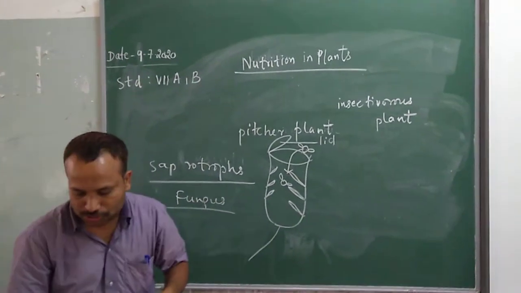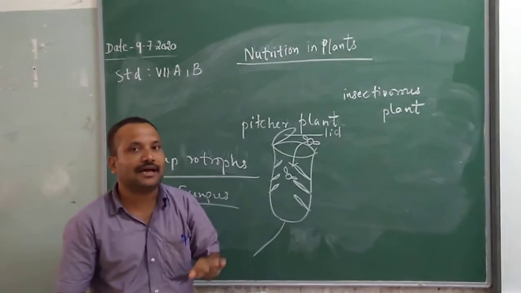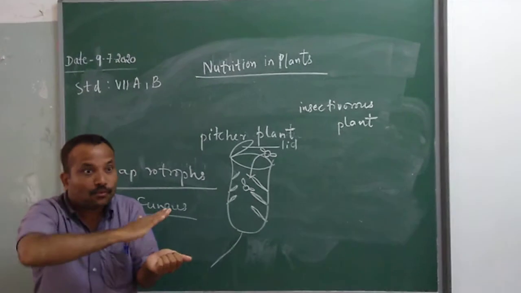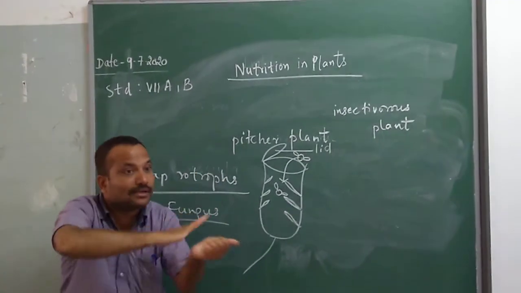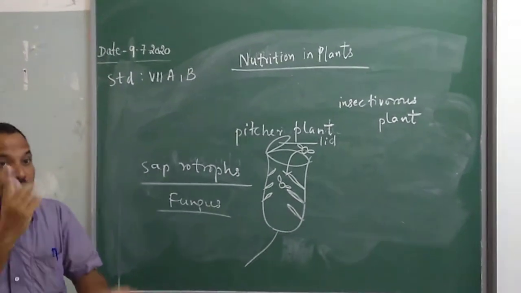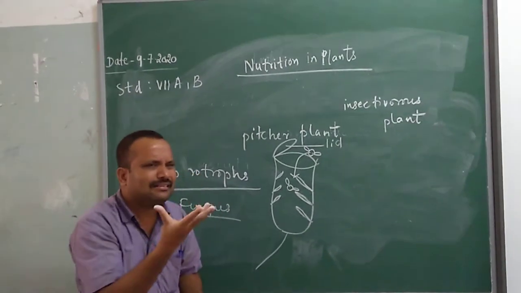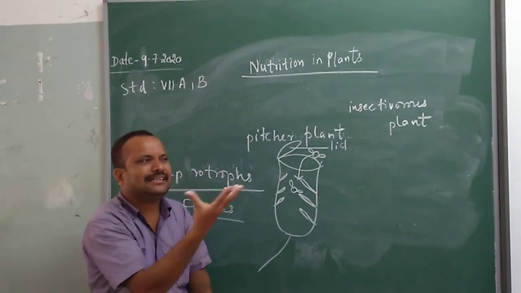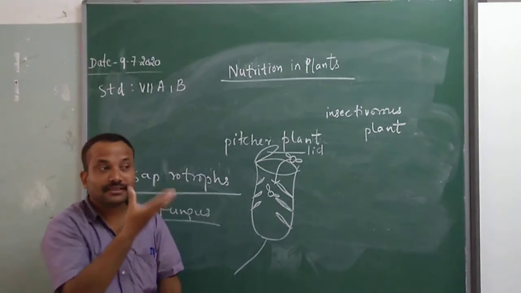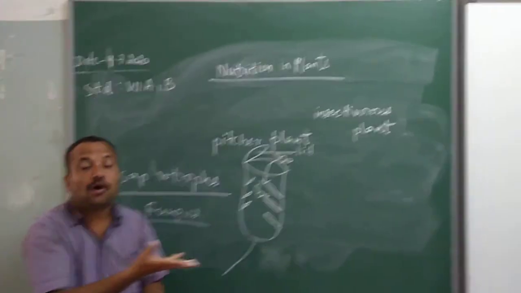This fungus, children, we can see when you throw a bread on the top of the terrace and leave it unshaded for one week. You can see a brown or black color growing on that bread. It is fungus. The fungus attacks the bread. What will it eat? It eats dead and decaying organic matter.